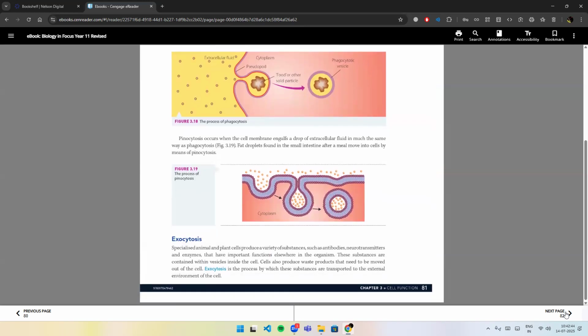Pinocytosis occurs when the cell membrane engulfs a drop of extracellular fluid in much the same way as phagocytosis. Fat droplets found in the small intestine after a meal move into the cells by means of pinocytosis.